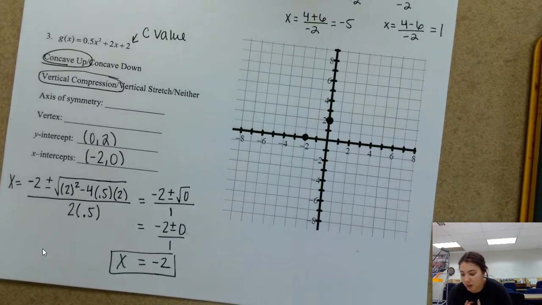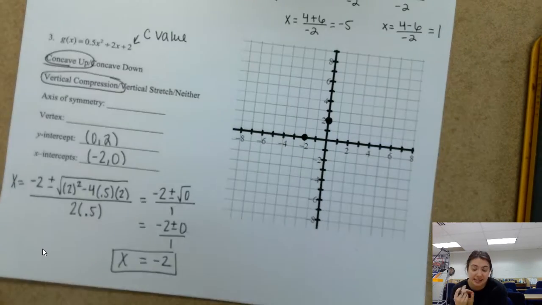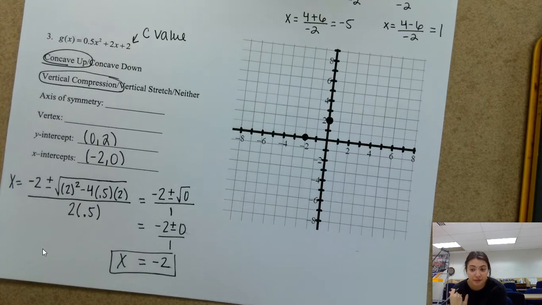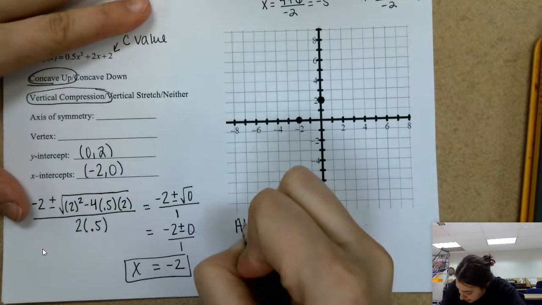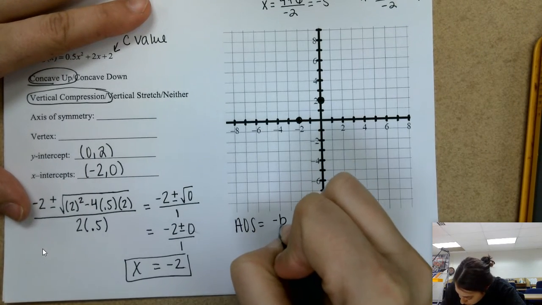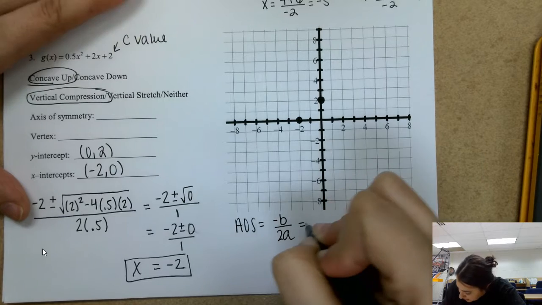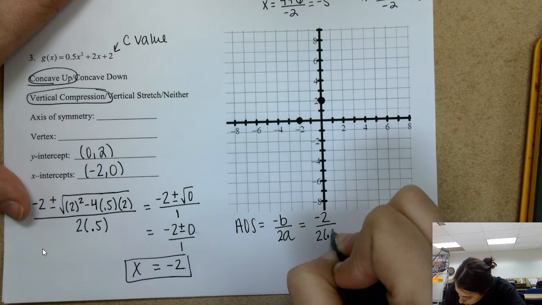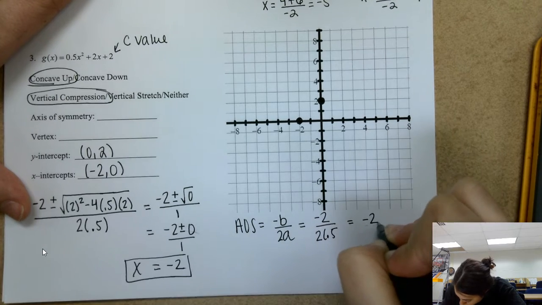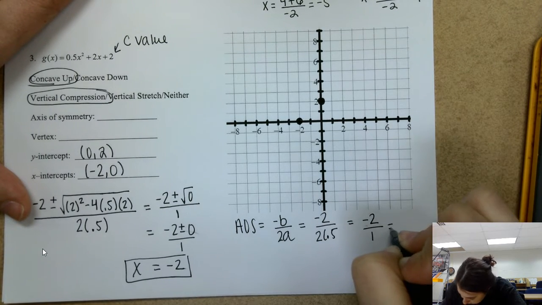So now we can go ahead and use the axis of symmetry to find the vertex. But first, before we do that, we have to find the axis of symmetry. So our axis of symmetry is the opposite of b over 2 times a, which is negative 2 over 2 times 0.5, which is negative 2 over 1, which is just negative 2.